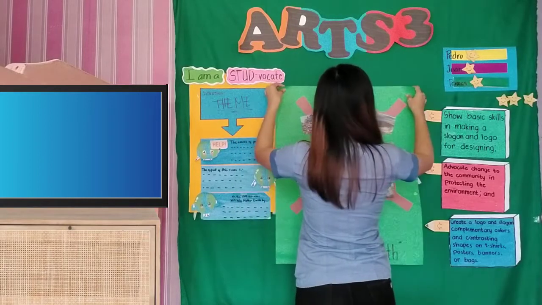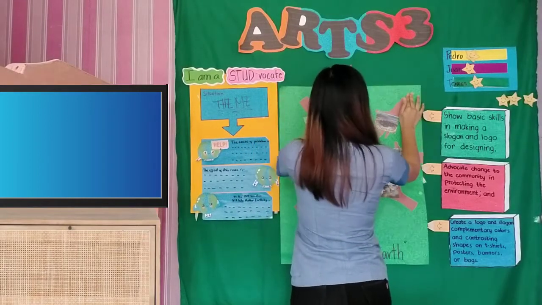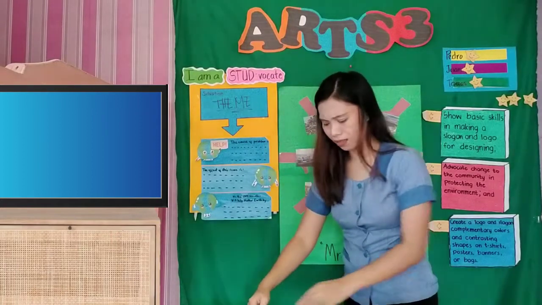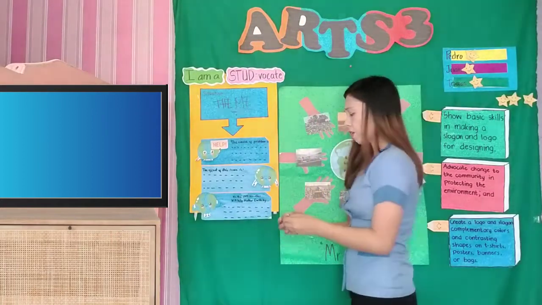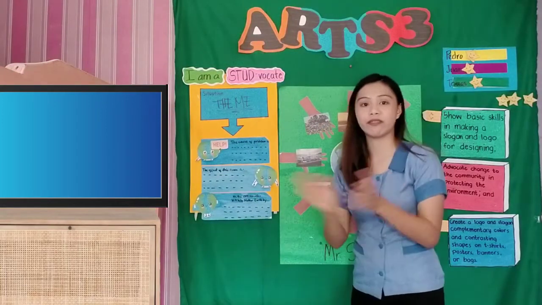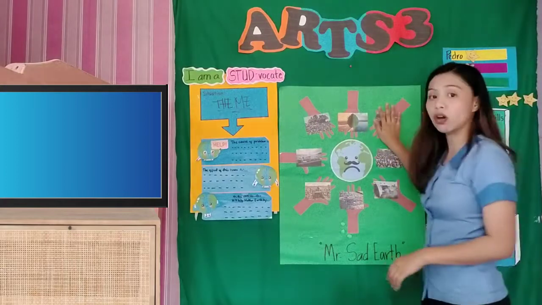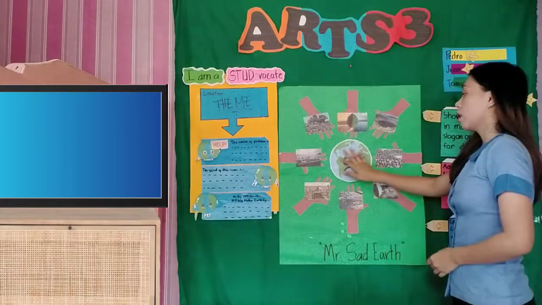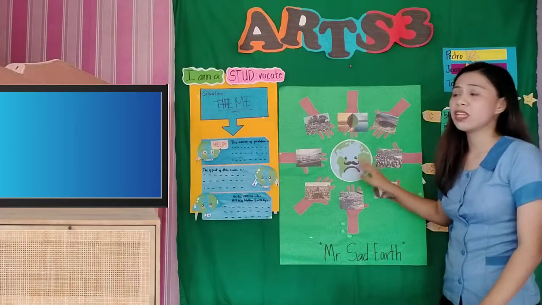Okay, very good. Yes. Our earth would be sad. Okay, very good. Another, our earth will be destroyed. Very good. So here is a chart. So this is a Mr. Sad Earth chart, wherein this is Mr. Earth, and he's very sad.